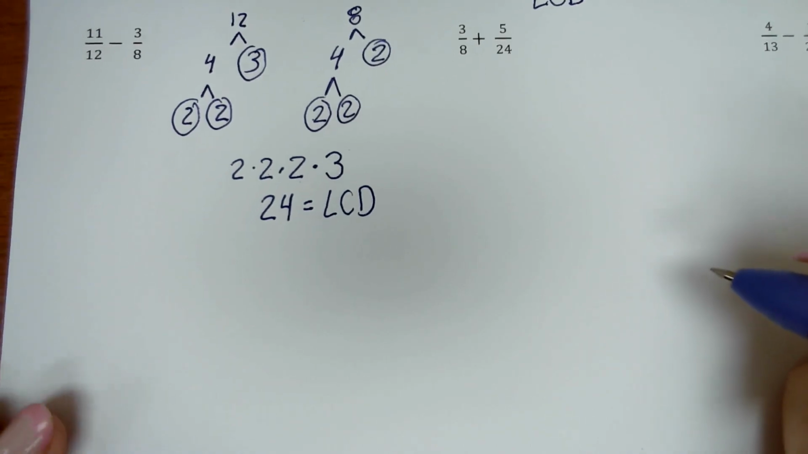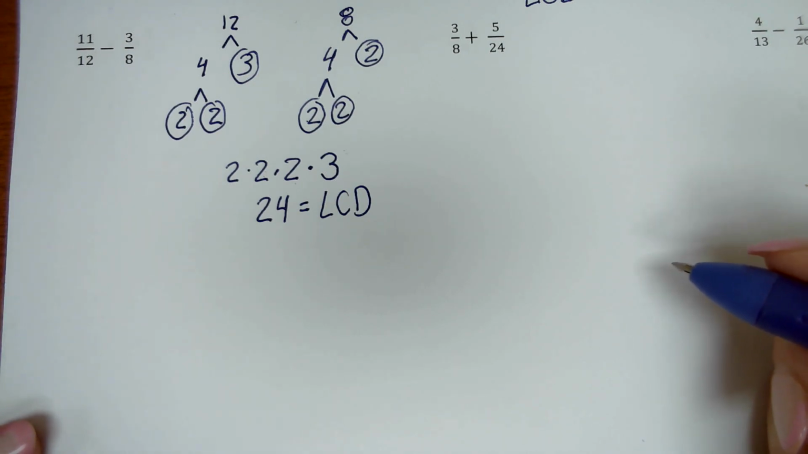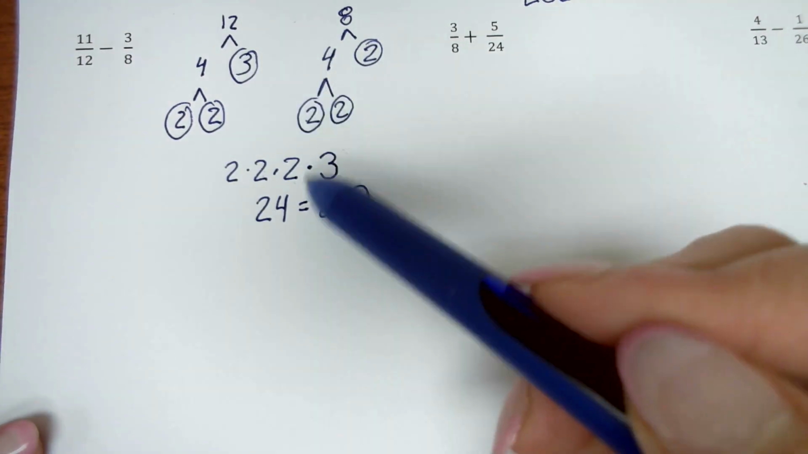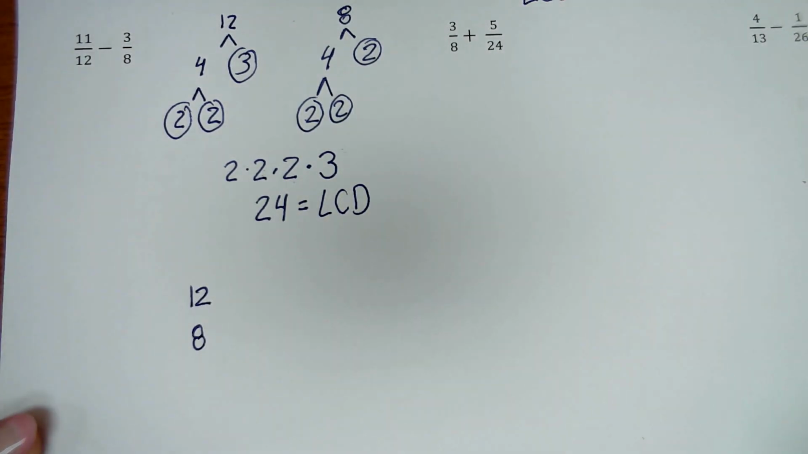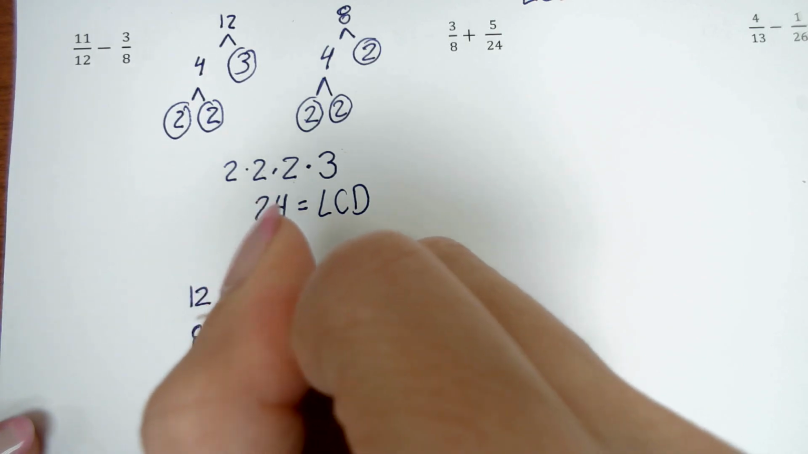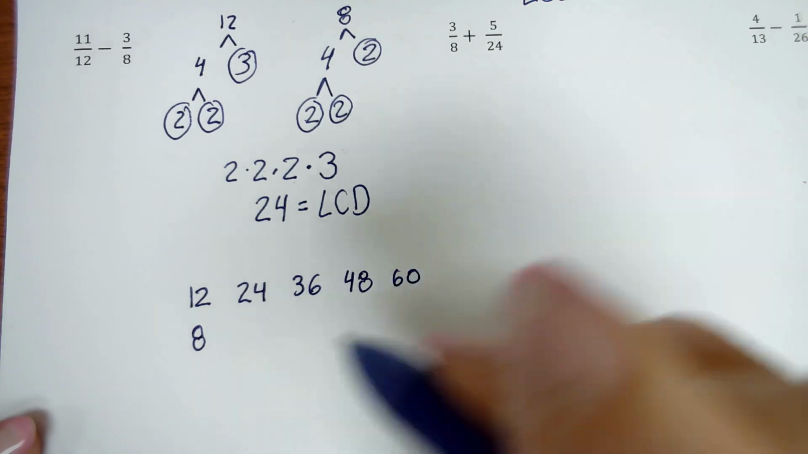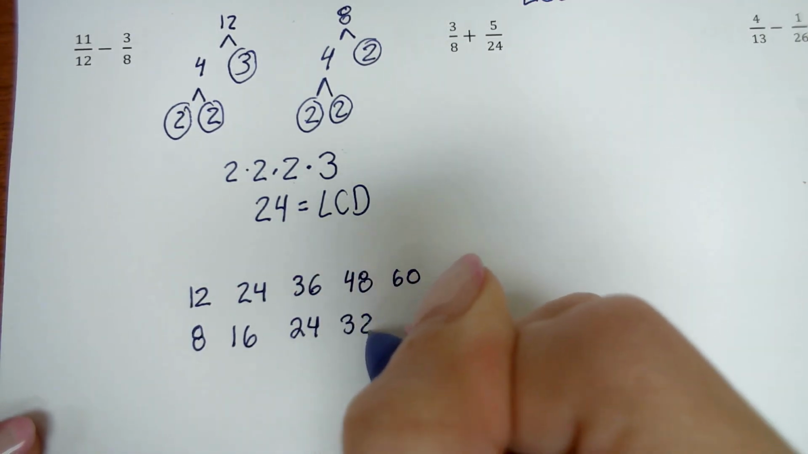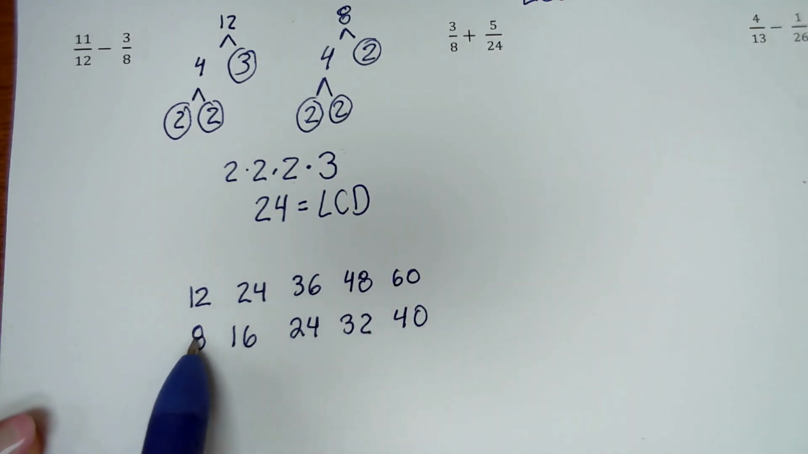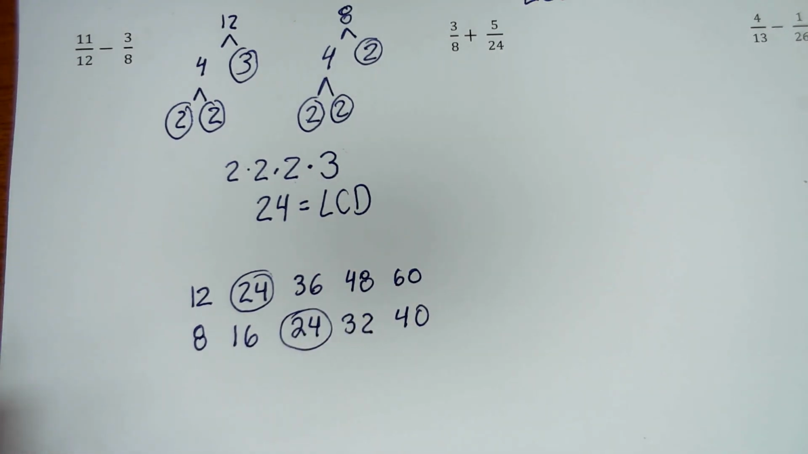Now let's say you're not feeling super great about the prime factorization method. You could take the longer route. I don't recommend it unless you absolutely blank out on how to do this. But we could do a list of 12s and a list of 8s. So 12, 24, 36, 48, 60, 8, 16, 24, 32, 40. Now I have to see what is my least common denominator, and it's 24.